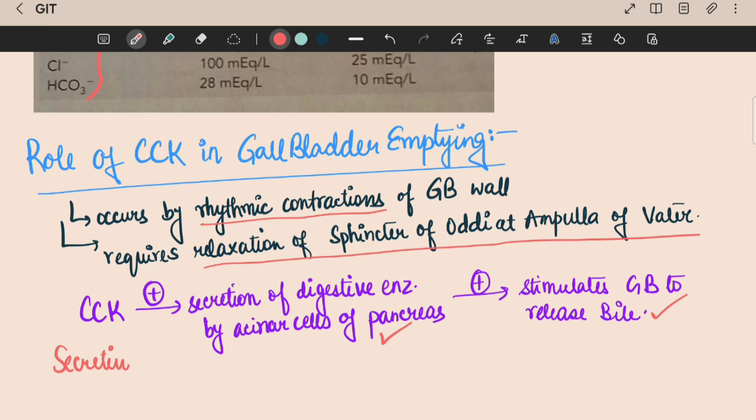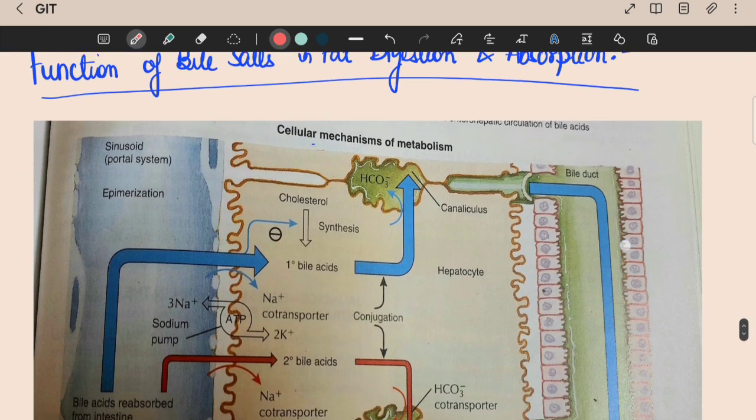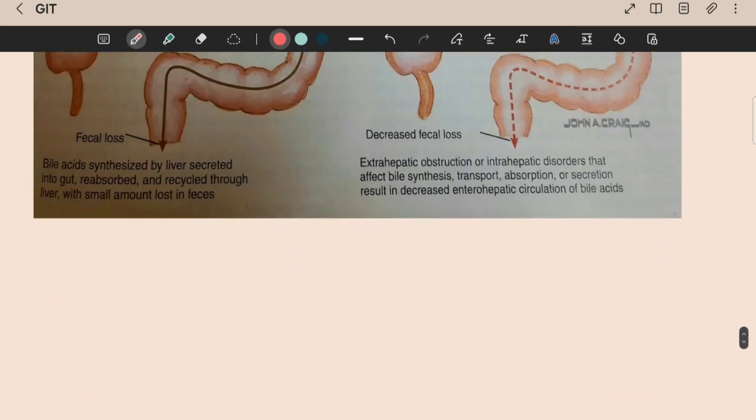They will stimulate the pancreas to release pancreatic juice and the intestine to release intestinal juice, so that there is first digestion of the food: entire fat, protein, nucleic acids, and also the carbohydrates will be digested. This process should continue so that there is not an excess amount of crowding happening. So that is important. Now, talking about the function of bile in fat digestion and absorption, this is important: how bile salts regulate fat digestion and absorption. I will discuss this now.